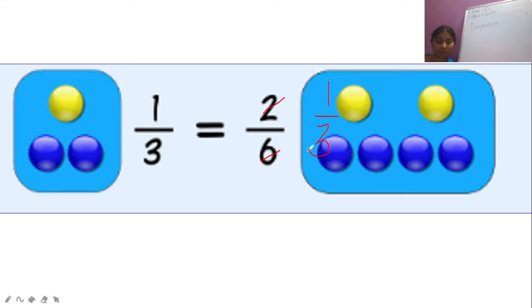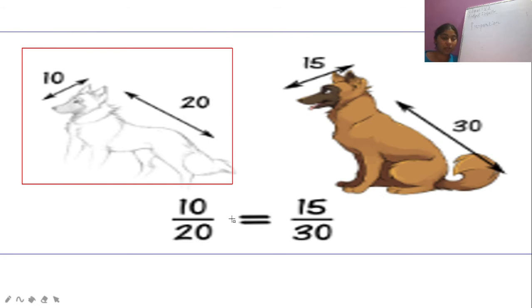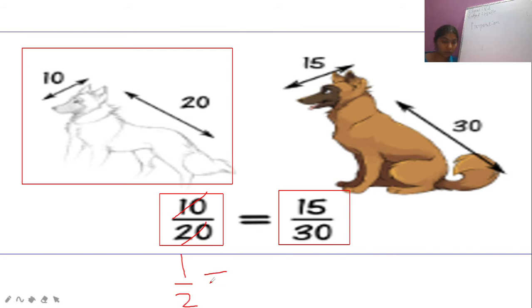Okay students, now let's see, come forward. See, a dog is there, right? And its shadow is in front of you on the left-hand side. So the shadow ratio is there, as well as the real dog's height. You can find its ratio and cancel out, so we get 1/2 equal to 1/2 here also. So here also we can say they are in proportion.